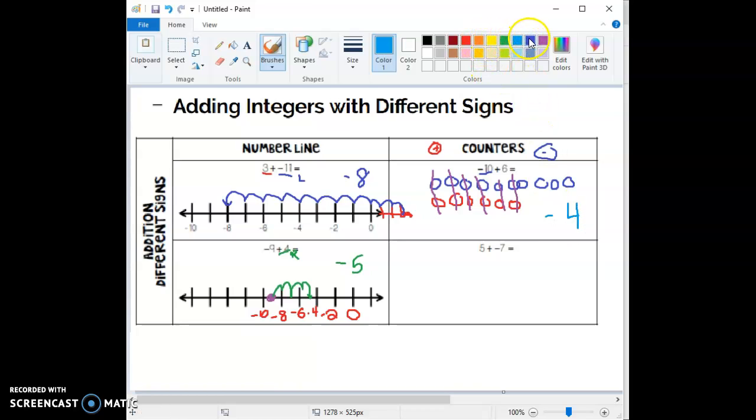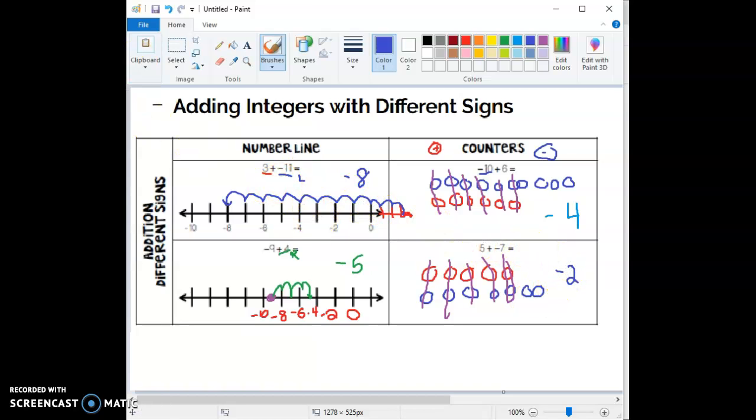Okay? I would pause, try the next one. I have 5 positive. Then I have 7 negative. And again, because I have both colors this time, I'm going to cancel them out. And I'm left with 2 blue ones, so -2.